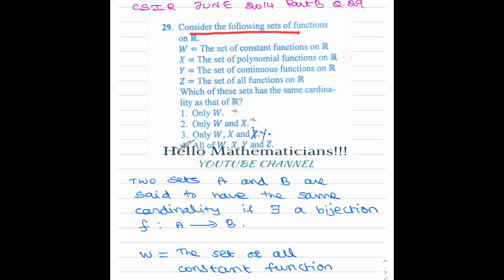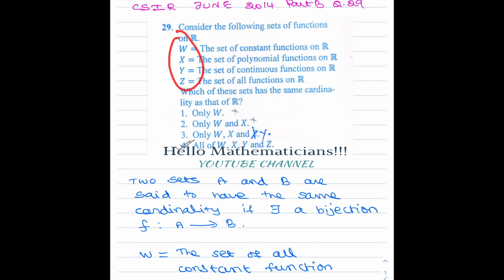Consider the following sets of functions on R. First, W is the set of all constant functions on R. X is the set of all polynomial functions on R, basically the set of all polynomials over R. Y is the set of all continuous functions over R, so continuous functions from R to R. And Z is the set of all functions, so there is no continuity requirement. It is all functions from R to R.